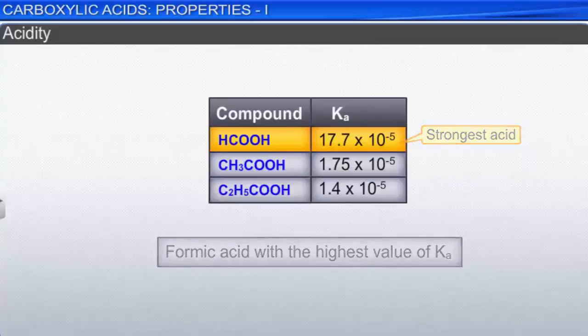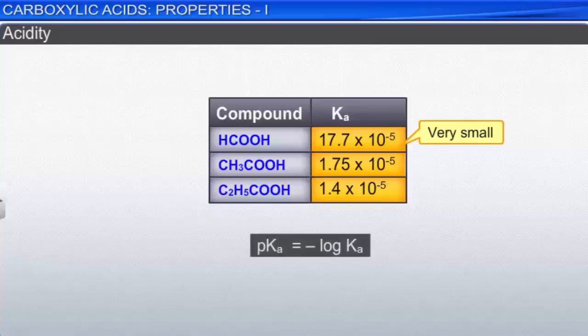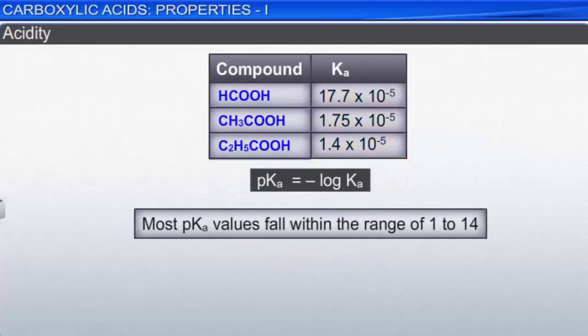The values of Ka are usually very small. Hence, for convenience, they are often quoted in logarithmic form as pKa is equal to negative log Ka. Most pKa values fall within the range of 1 to 14. The smaller the pKa, the stronger is the acid.